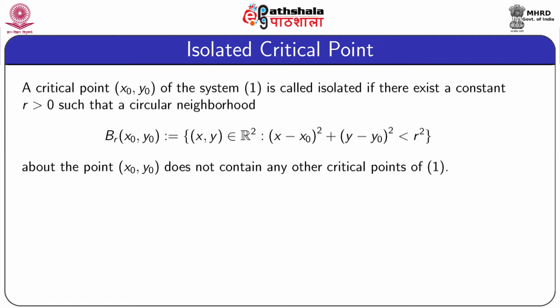Our next definition is what is an isolated critical point. So, a critical point (x0, y0) of the system 4 is called isolated if there exists a circle (x - x0)^2 + (y - y0)^2 = r^2 about the point (x0, y0), such that (x0, y0) is the only critical point of 4 within this circle. And throughout this module, when we mention the critical point or equilibrium point, we will consider them as isolated critical points.